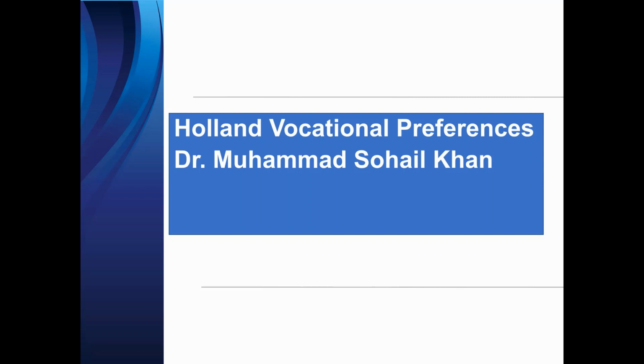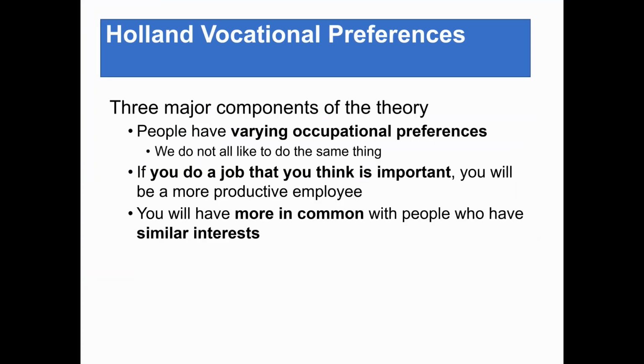In this particular session, I will be talking about Holland Vocational Preferences. This is from the chapter of Career Management in Human Resource Management. So what actually is Holland Vocational Preferences? We can call it a theory in which Holland proposes that it will be easier for a person to choose a job or a career that is related to his or her personality.